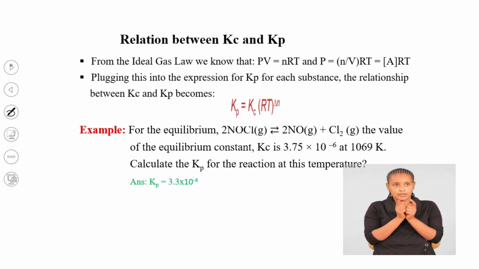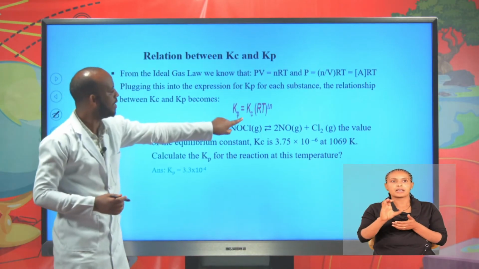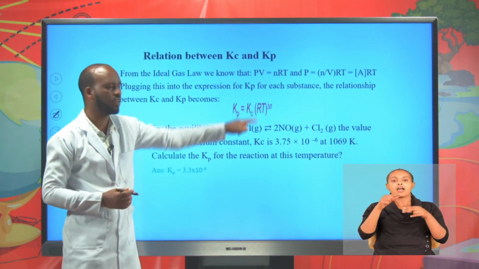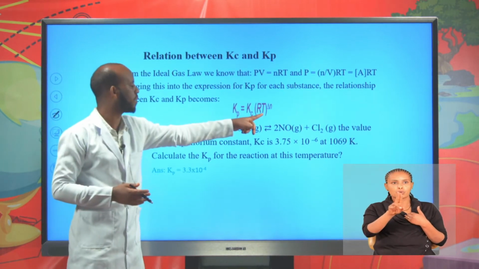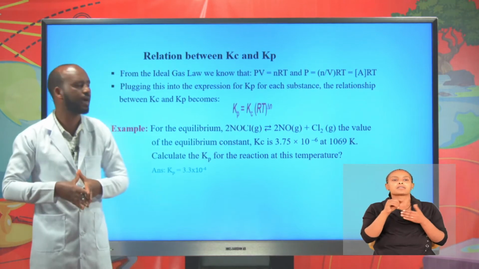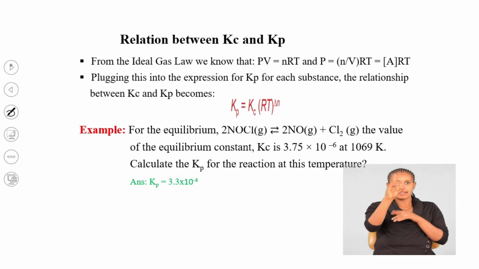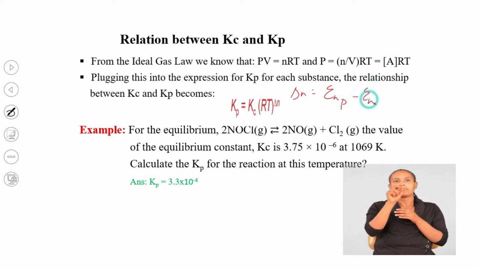Relation between Kc and Kp. This is the relation between Kp and Kc. Kp equals Kc times R, the universal gas constant having value 0.082 atmosphere liter per mole Kelvin, times temperature T, this is temperature in Kelvin, to the power of delta n. Delta n is the change in number of moles. Delta n equals the summation of the number of moles of product minus the summation of the number of moles of reactant.